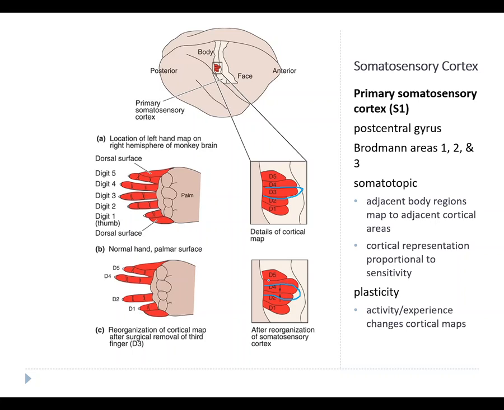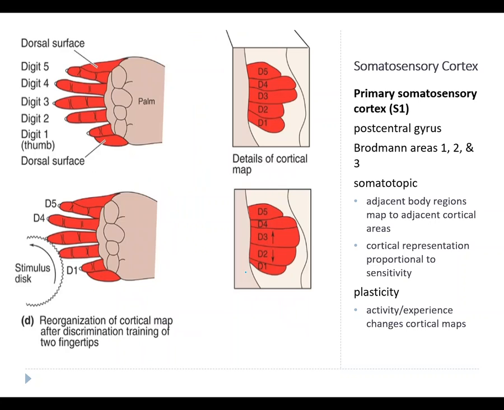So essentially what that means is the representation of digit 4 and digit 2 has expanded to cover what used to be digit 3. And so that's a rearrangement of the connections within that part of the brain. So that's an example of plasticity. Hopefully at some point we'll get to talk about synaptic strength and synaptic rearrangements, but again, this happens in the brain all the time. Anytime any sort of change occurs due to experience, it's some form of plasticity.